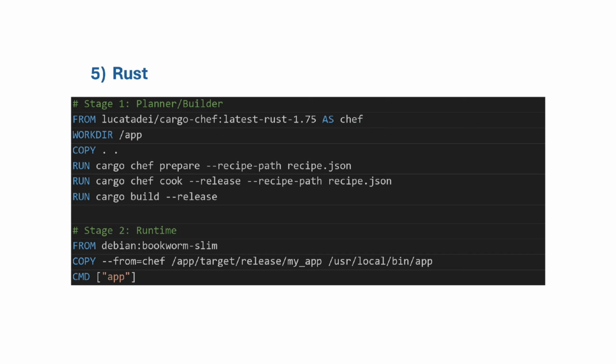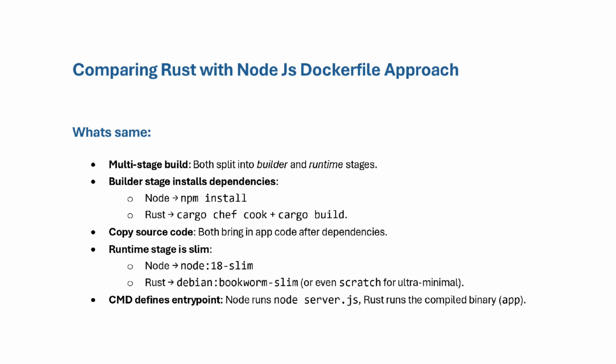Now let's understand the Rust Dockerfile. Let's compare it with the Node.js one. It's the same. It has stage 1, planner or builder, and stage 2, runtime, which means it is a multi-stage Docker build. Now let's compare it with the Node.js Dockerfile approach.